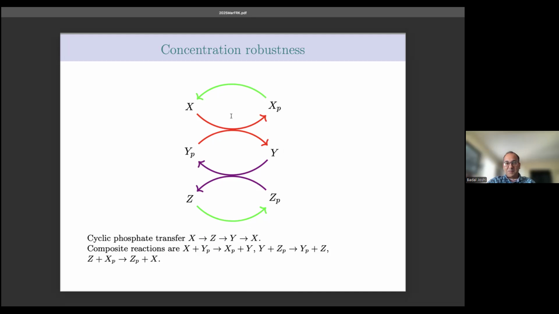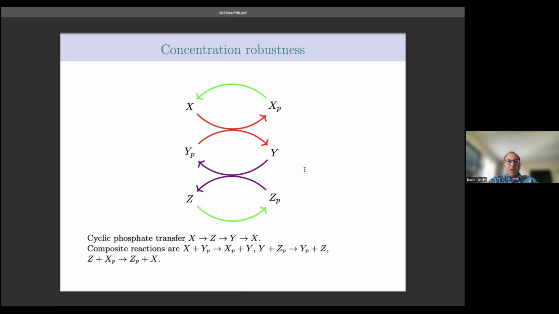So I have three hyperedges, and there is a cyclic phosphate transfer going on here. So X to Z, Z to Y, Y to X. And these are the three composite reactions. And it's easy to check that all three hyperedges are current balanced. And so if there is a bifunctional pair in there, then the tail of the antagonist, which is going to be a complex that's made up of something like x plus yp, that will have concentration robustness.